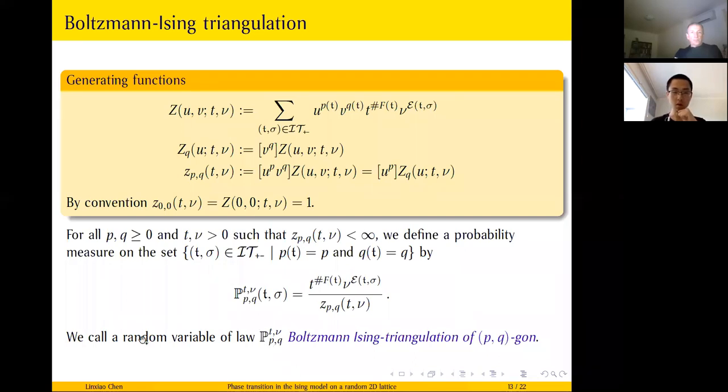And a random variable with this probability distribution will be a Boltzmann-Ising triangulation, and that is the random object that I'm interested in. So it comes with a fixed boundary condition. But basically the idea is that you generate randomly the configuration of the Ising model and the underlying graph at the same time, and their joint distribution is controlled by this weight here.